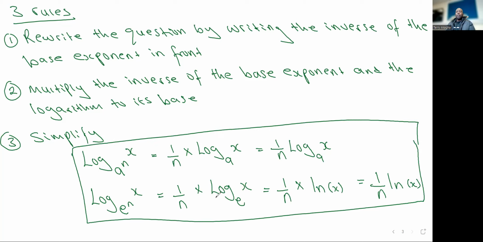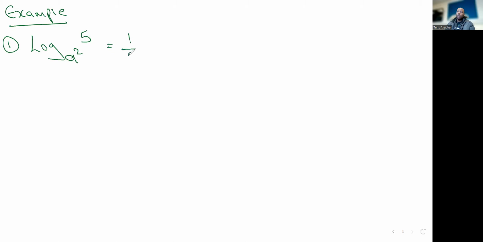Okay? All right, so let's pick some examples now to solidify the concept. Number 1, we have log of 5 to the base of a to the power of 2. So the same thing, you're going to find the inverse of the exponent, and that'll be 1 over 2 multiplied by log of 5 to base a, and that will give you 1 over 2 log 5 to base a.